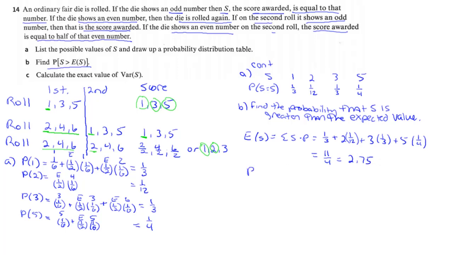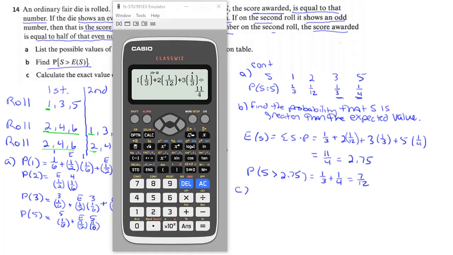Now, what they want to know, I haven't answered the question yet, is the probability that S is greater than 2.75. Well, that's going to be a 3 or a 5. So the probability of 1/3 plus 1/4, that's going to give me 7/12. That's the answer to B.